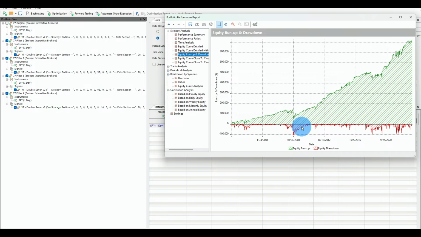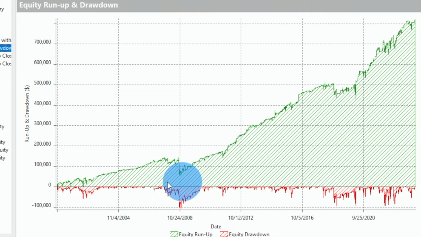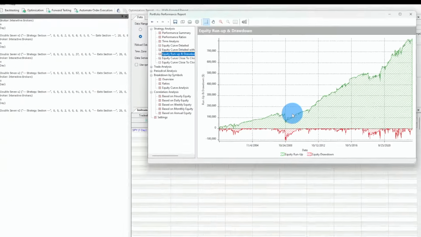So yes, we have drawdowns. That doesn't mean we get rid of drawdowns. But in fact, if I spend more time, I can find better filters that take care of this drawdown, meaning I will find a filter that performs better in down markets and add it to the strategy, so I make a smoother equity curve.